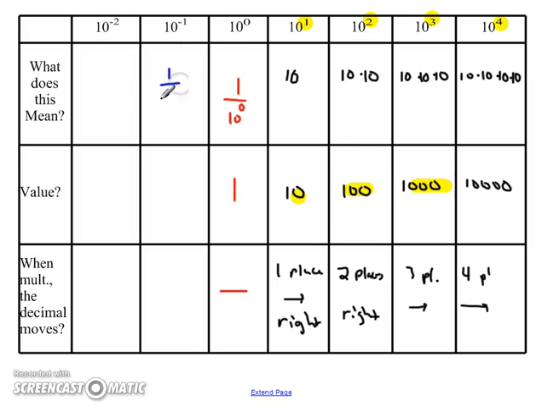This would be 1 over 10 to the first power. But what is 1 over 10 to the first? Well, that's 1/10. And what's going to happen then to my decimal? Well, that's going to go one place left. Okay, one place to the left. 1 over 10 squared. Well, that's 1/100th, which will be 2 places left.